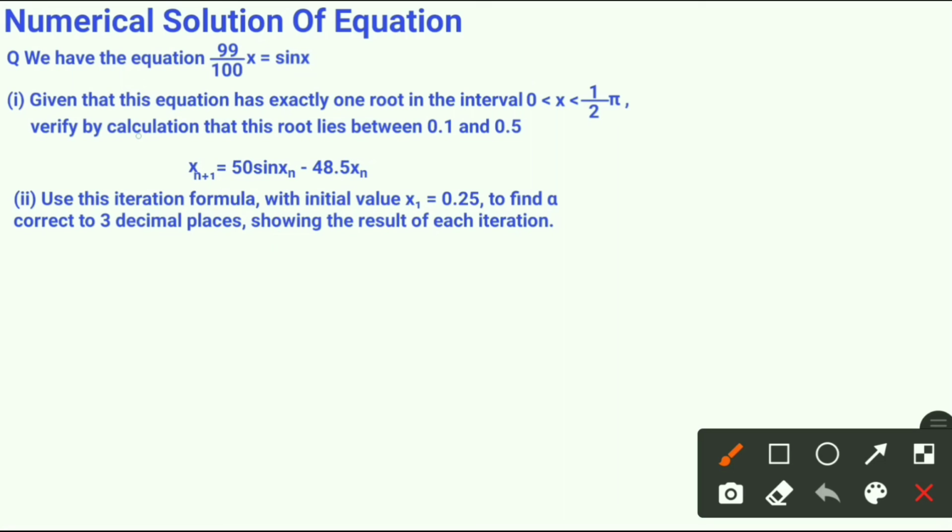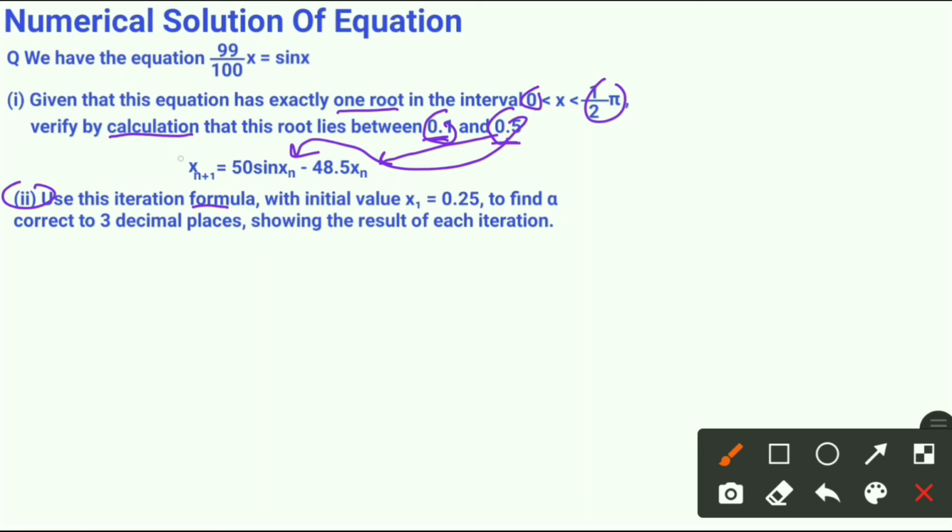Okay, so another question. We have the equation 99 upon 100 x is equal to sin x. Given that this equation has exactly one root in the interval between 0 and 1 upon 2 pi, verify by calculation that this root lies between 0.1 and 0.5. So you put these values into the equation. After putting them, you will find that there is a positive f(x) and a negative f(x), and it will be confirmed that there is a root between them.